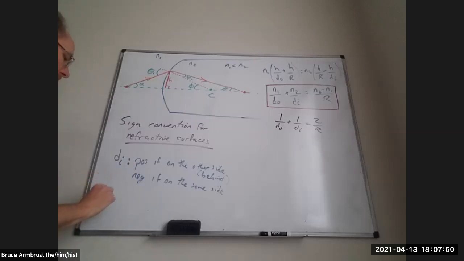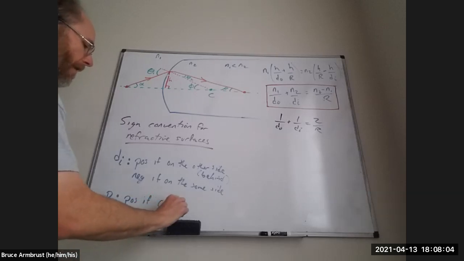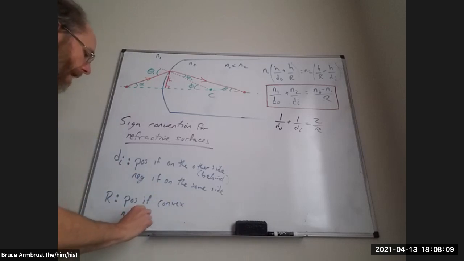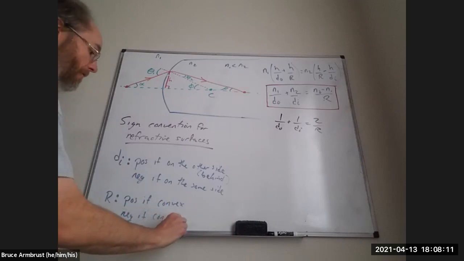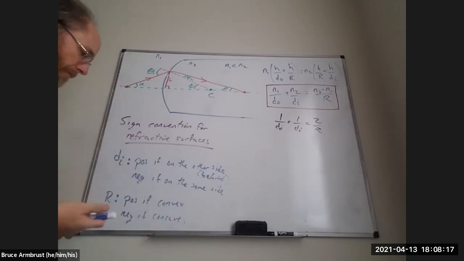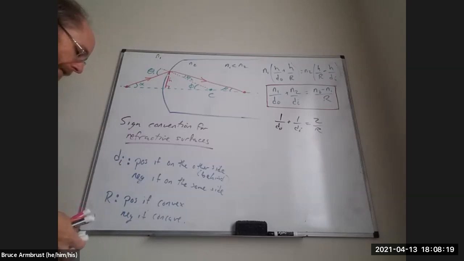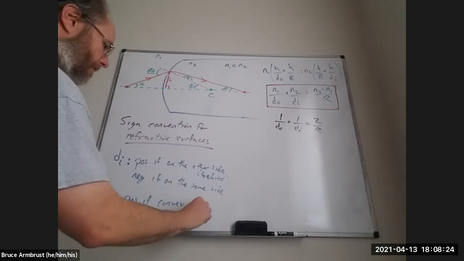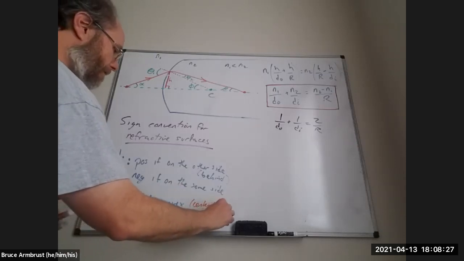And then R is a little bit different as well. This is going to be positive if it's convex, and negative if concave. So that's the reverse as well, right? That's reversed as well. So again, this means that the center is behind, or the center is on the other side.